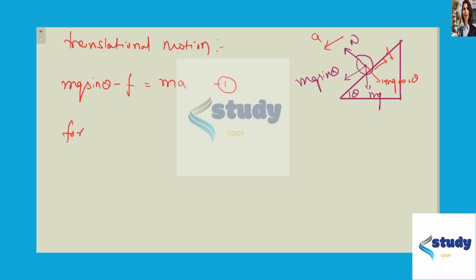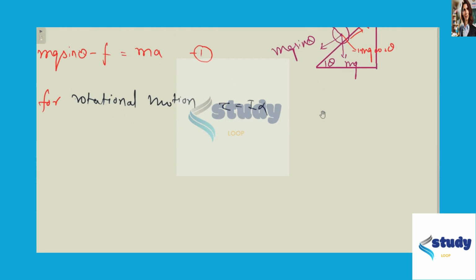And now for rotational motion, we can say that net torque should be equal to I into alpha. Here torque is only due to the frictional force. This is F into the radius R, and this is equal to mR squared by 2 into A by R.